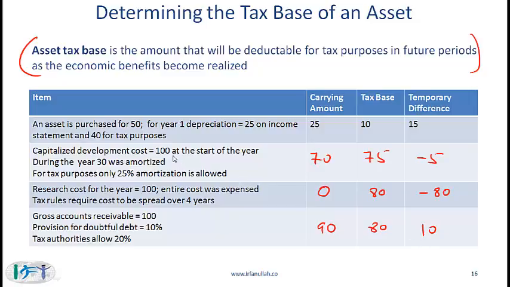Here is what you should come up with. The capitalized development cost is equal to 100 at the start of the year. During the year, 30 was amortized, which means that on the financial reporting side, we have a carrying amount of 70 at the end of the year versus a tax base of 75 because for tax purposes only 25% amortization is allowed. The temporary difference is 70 minus 75, which is minus 5. The rest of the numbers are fairly obvious.